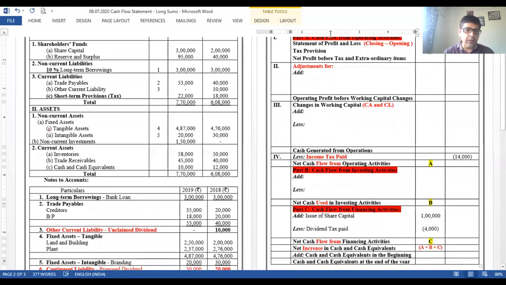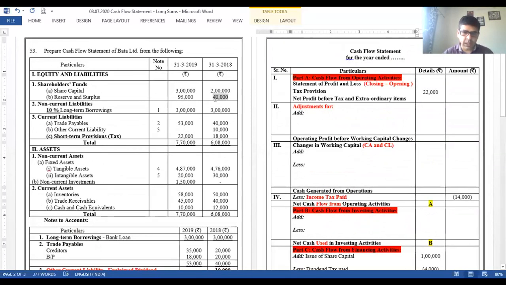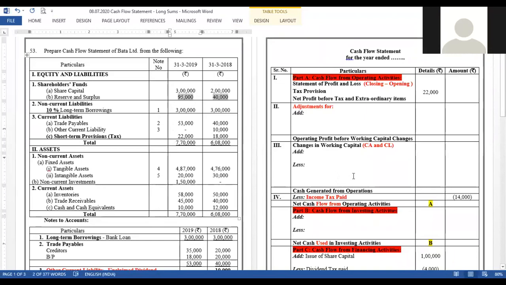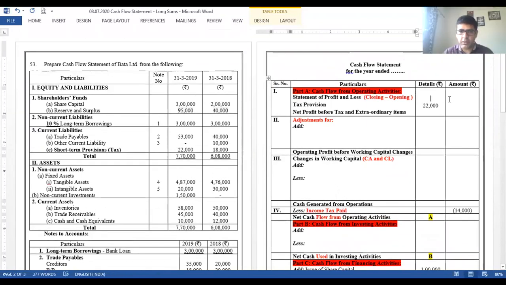Okay. Now reserves and surplus. Can you tell me, because we don't have any notes to accounts, what this balance has to be taken as? Anyone? Balance of statement of P&L. Very good. So let me put it over there. Closing minus opening, 95 minus 40 is 55,000.